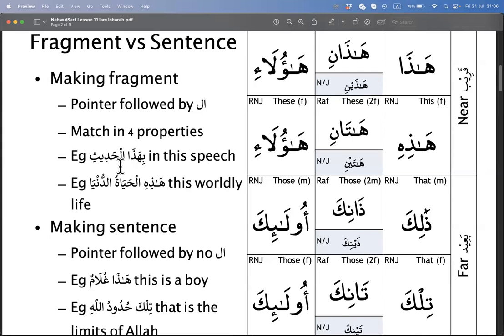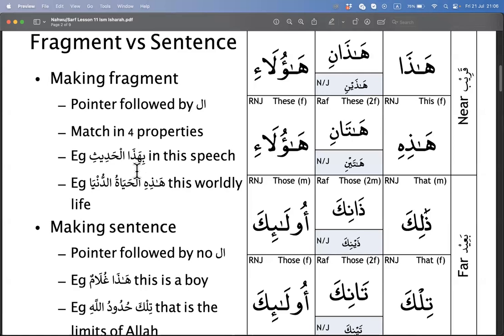Fragment. Yes, fragment. And then check the status of the next word, hadithi. What status is it? Jar. Yes, it's jar because it must match hadha, right? Hadha is jar, but you cannot see. But you can definitely see it in the next word, if the next word's status is clear. Okay? And that would be the status.